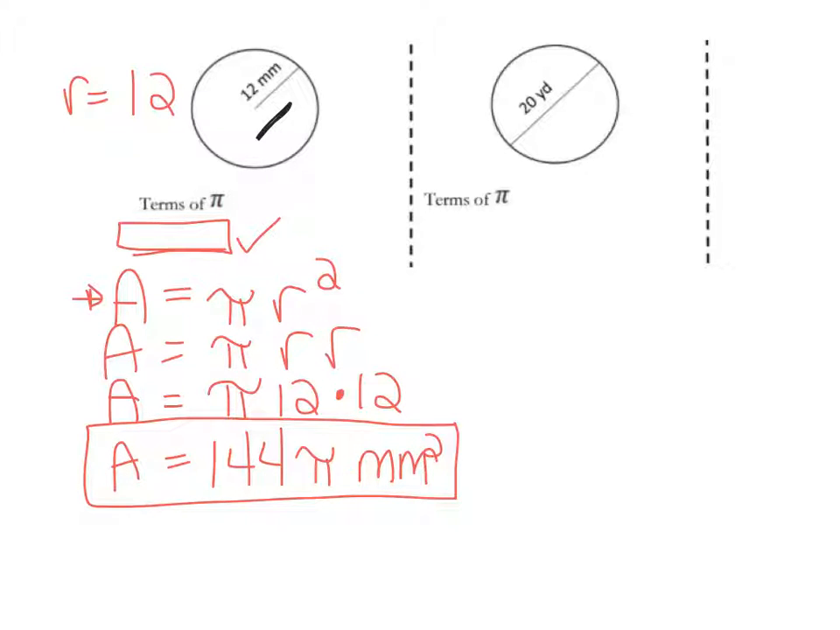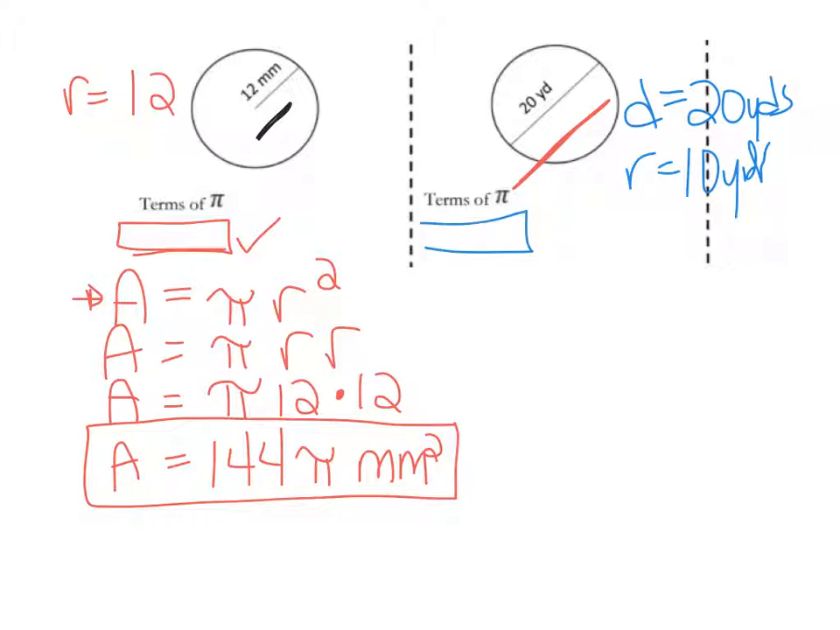Now, the second example, you have 20 yards. So that's going to be what? Your radius or diameter? So I know diameter is 20 yards. So radius would be 10 yards. Okay, and again, because they give you diameter, remember you have to find radius, which is just 10 yards. So now we're going to go ahead and apply the formula.